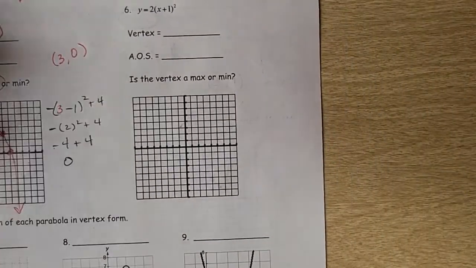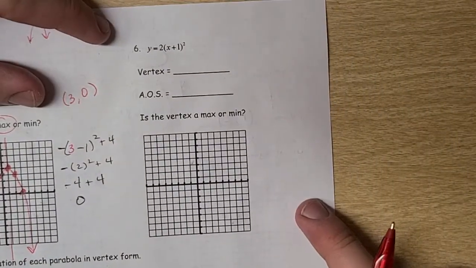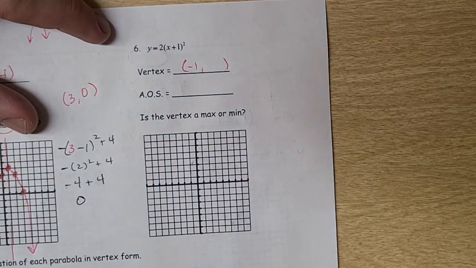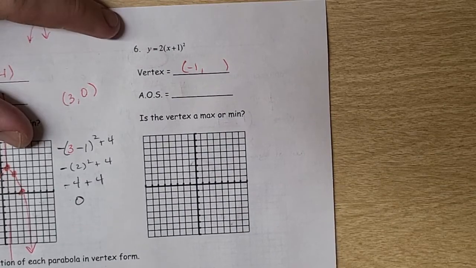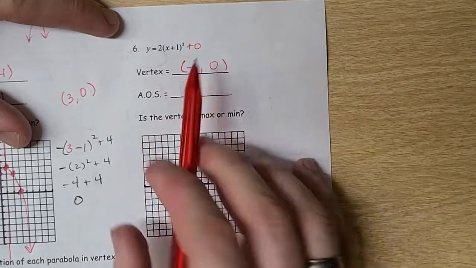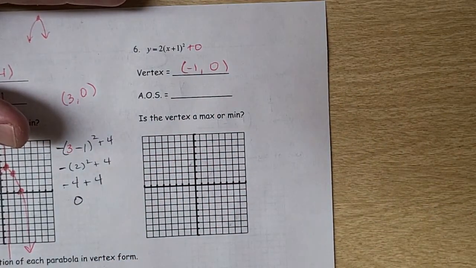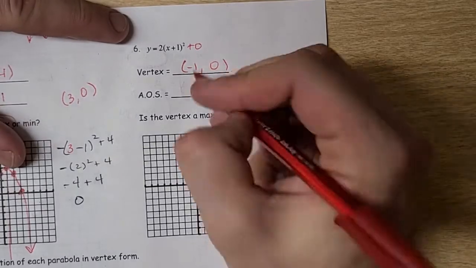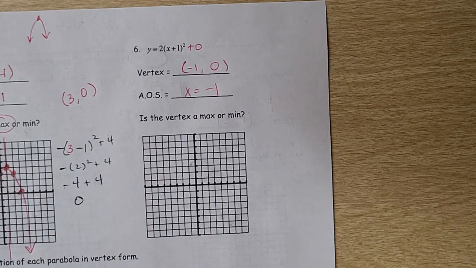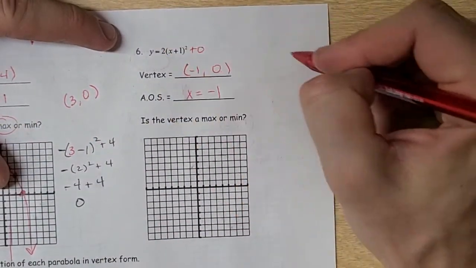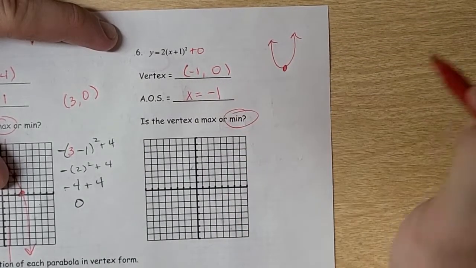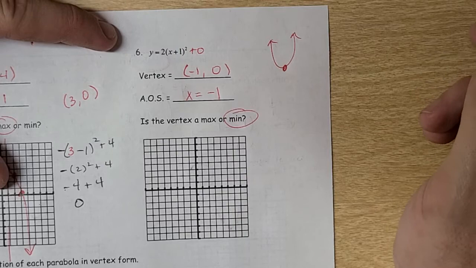All right, last one that looks like this. All right, vertex, opposite of the inside, comma the outside. Well, shoot, there is no outside. Well, there is. You just have to squint, kind of tilt your head, write it in. Remember the fact that if there is no number, you can always, always, always add a 0. Axis of symmetry is the x value of the vertex. Now, since this is positive in front, I know it's going to be flipped up. Therefore, my vertex is going to be at the bottom, aka a minimum. Now, let's graph it.